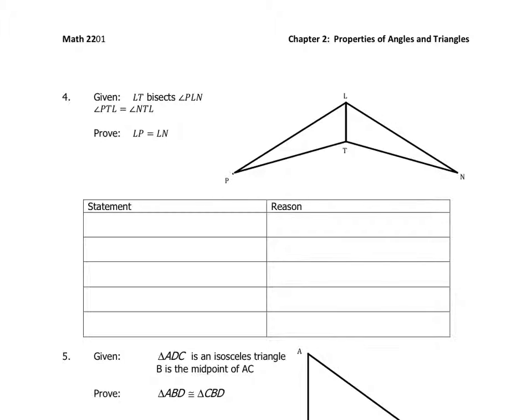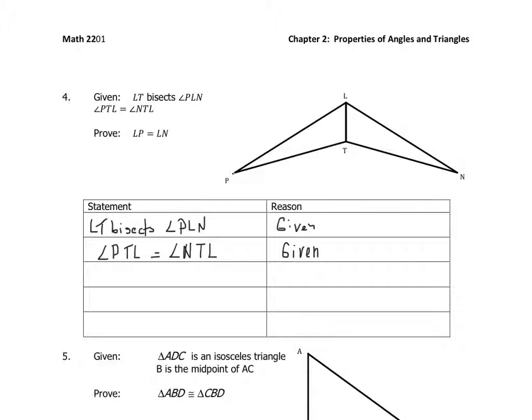Okay, so the next example, you're given that LT bisects angle PLN and angle PTL equals angle NTL. So I'm going to write those given statements down first. So LT bisects angle PLN, given, and angle PTL is equal to angle NTL, and that's also given.